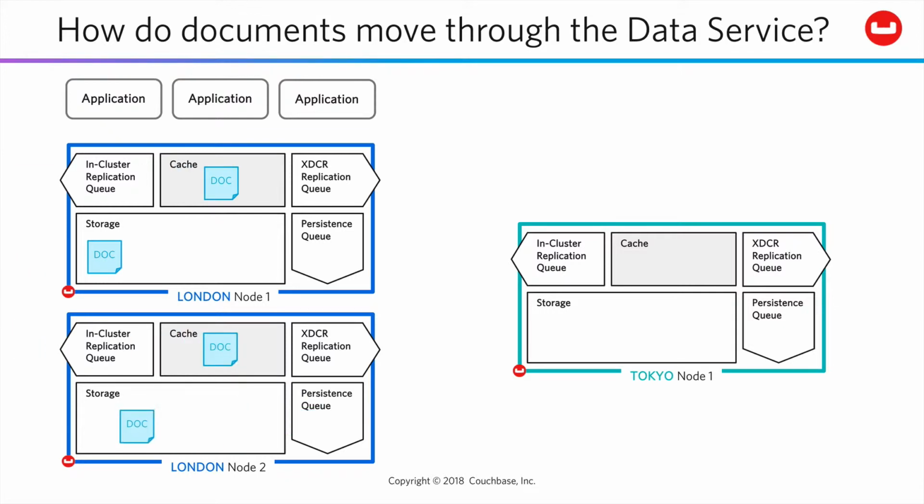It simultaneously enters the in-cluster replication queue for memory-to-memory transmission to another cluster node, where it is also cached, then passed to that node's persistence queue to be stored, though this time as a replica. And the document also simultaneously enters the XDCR, or cross-data center replication queue, to be filtered and passed memory-to-memory to a node of the remote cluster, where it is also cached and passed along for storage and replication as required.